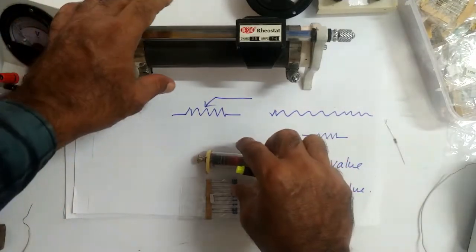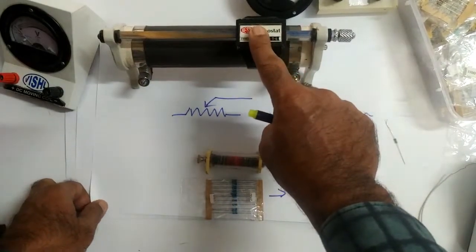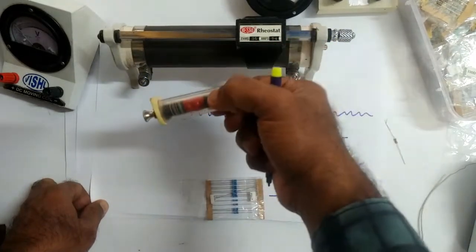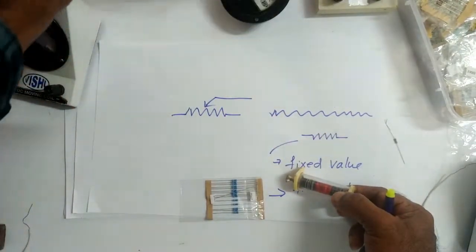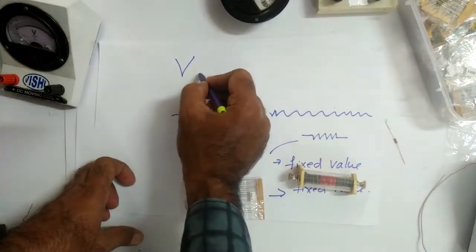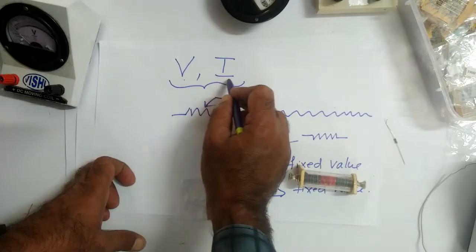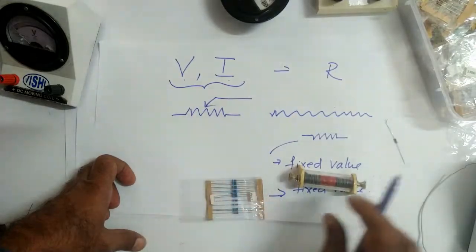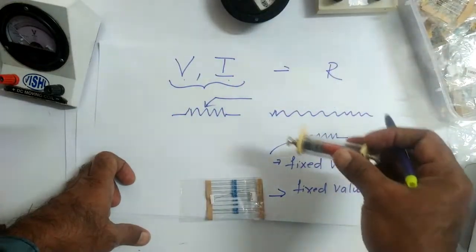Now in this experiment, we are going to actually calculate the resistance of a given resistor by using Ohm's law. As we have already seen in the previous video, Ohm's law is a relation between voltage and the current. Now while developing the relation between voltage and the current, we will be finding out the resistance of this resistor. So we'll go ahead.